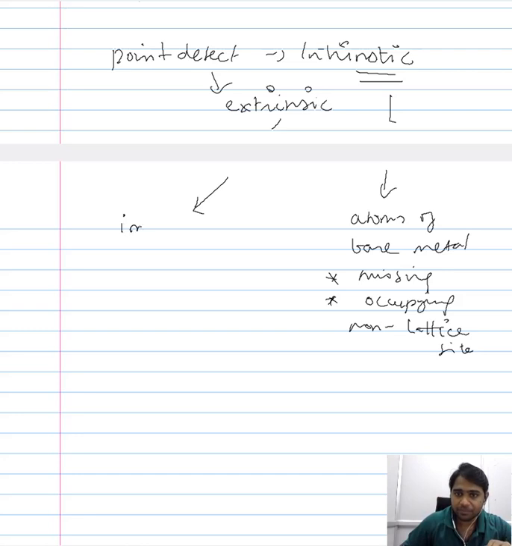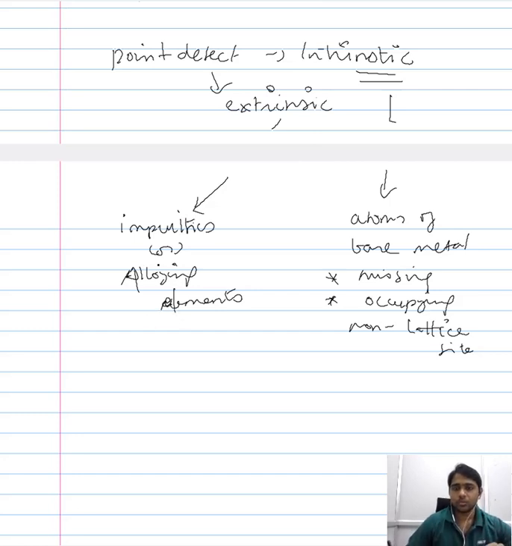In case of extrinsic point defect, the condition that is necessary to have an extrinsic point defect is the presence of impurities or alloying elements. So the extrinsic point defect is possible only when you have impurities or alloying elements. So only in the presence of additional alloying elements or additional impurities, we have extrinsic point defects. So the point defects can be intrinsic and extrinsic.